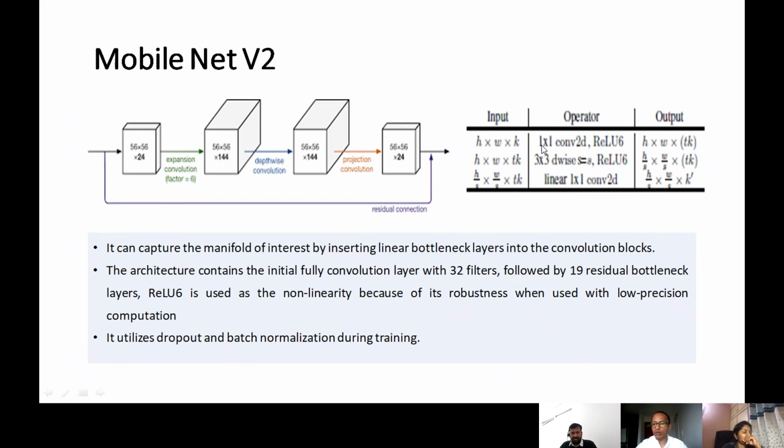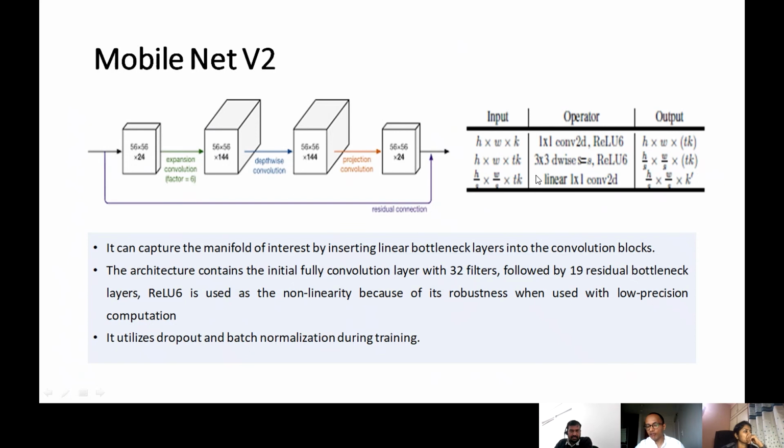Now if it is taken to the 1x1 convolution, it gives us an image of H cross W cross tK, that is the number of elements. If there are 24, then 24 times K will be the output that you'll get. Now this will turn into an input for this 3x3 convolution network with a ReLU6 function. When we go through this, because we are having a 3x3 multiplier, we will have the size of H by S into W by S into tK. So the depth will remain the same, that is tK.